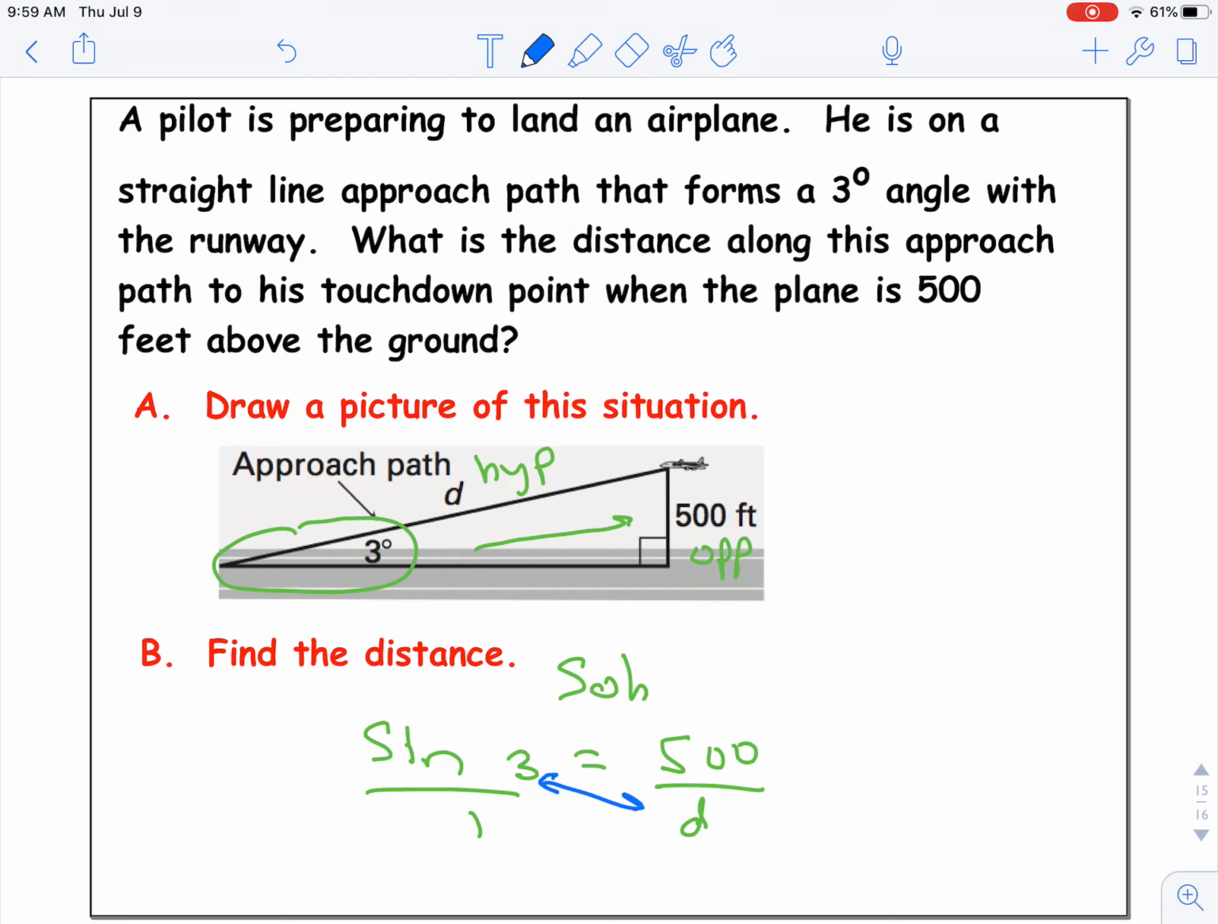Again, here's where that means exchange comes into play. And so now I actually could say D is equal to 500 divided by the sine of 3. So now all I have to do, instead of cross multiplying, is take 500 divided by the sine of 3. And that gives you that the amount of feet he has left to travel, D, along that approach, is 9,553.66 feet. So that is our 7.5 and 7.6.